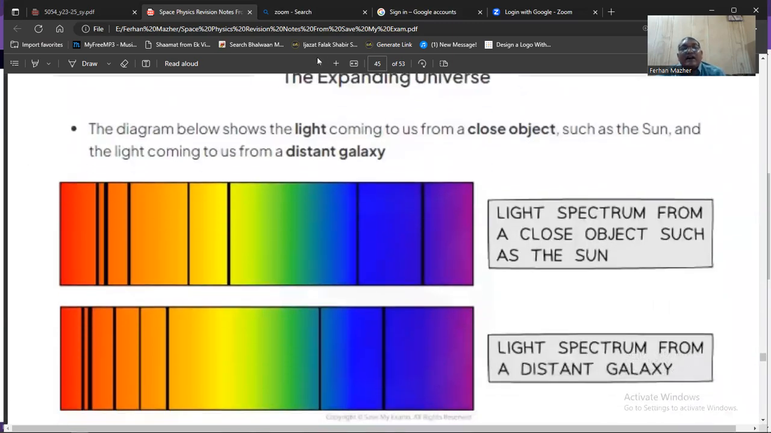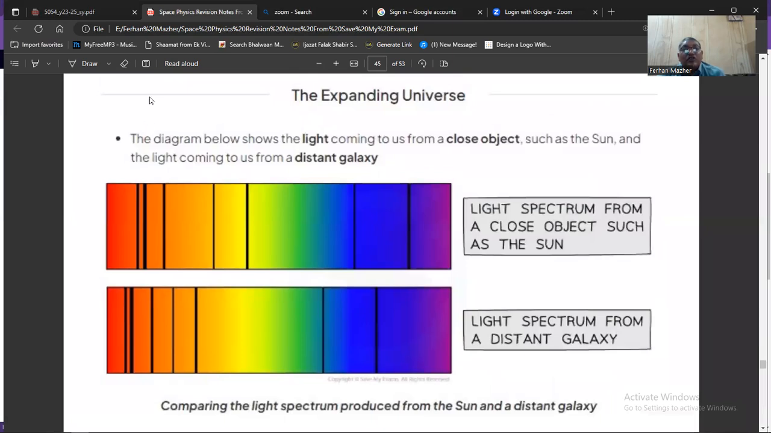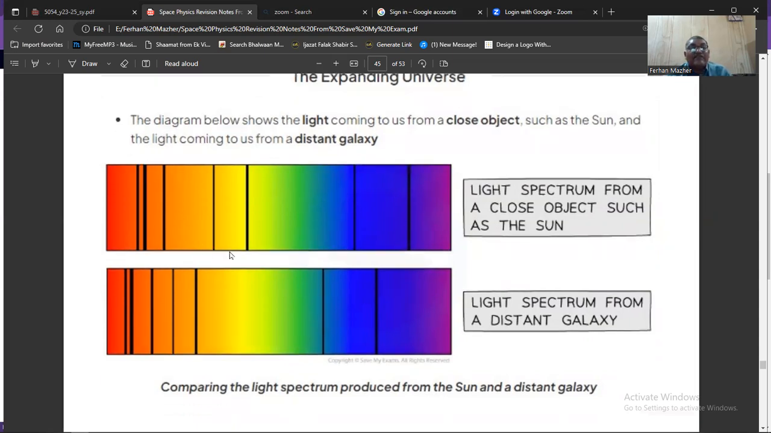So here we have the expanding universe. The diagram below shows the light coming to us from a close object, such as the sun, and the light coming to us from a distant galaxy. Here we have the light spectrum from a close object, such as the sun, and this is the light spectrum from a distant galaxy. You see these bands have moved. So look at these black lines, okay?